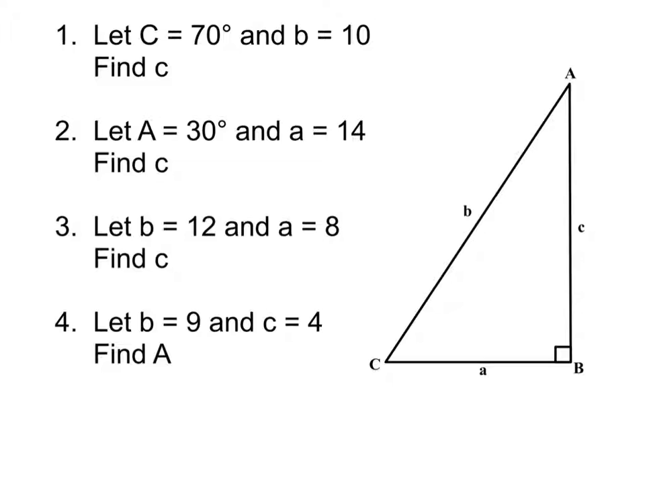Now we're going to use those definitions in order to answer these 4 problems. This is going back to that work that we did last year, end of geometry type of stuff, where you could find the missing sides or angles in a triangle using sine, cosine, and tangent. So that's what we're going to do here.